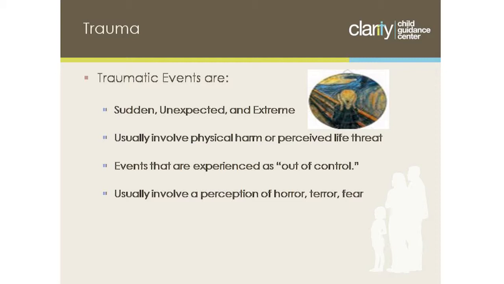So trauma-informed care is just what probably we always thought and hoped we were doing, but a lot of the time we were missing the mark. So it goes to the definition of trauma, and this is just one definition. It comes out of the DSM, not the most recent one, but the one before that. Traumatic events are sudden, unexpected, and extreme. They usually involve perceived or actual threat to life or limb, I would say. Events that are experienced as out of control and usually involve a perception of horror, terror, or fear.